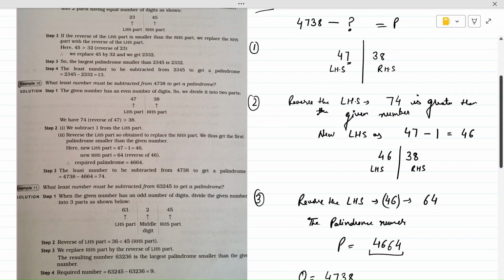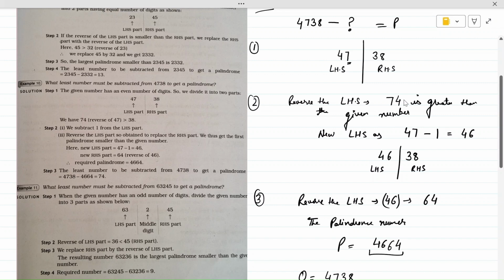Let me just go through this once again. We are given the number 4738 here, right? And we have to find a number which, when subtracted from this number, should give us a palindrome. So step 1, count the number of digits, which are 4, that means even, and we have divided this number into 2 parts. This is the left hand side and this one is the right hand side. The second step is we have reversed the digits. When we reverse the digits of 47, it becomes 74. But if we continue with this, the number will be in the 7000 range, which is greater than the 4000 range of the original number.